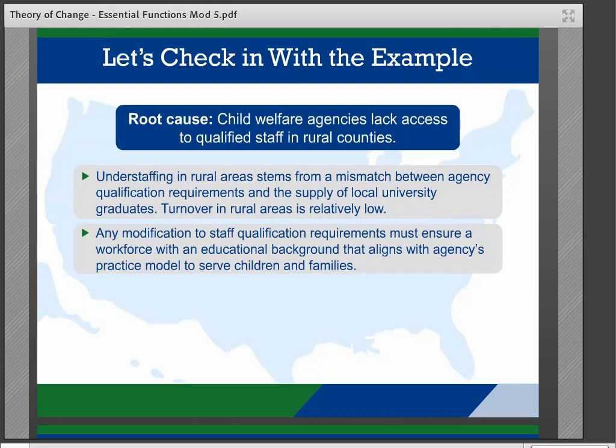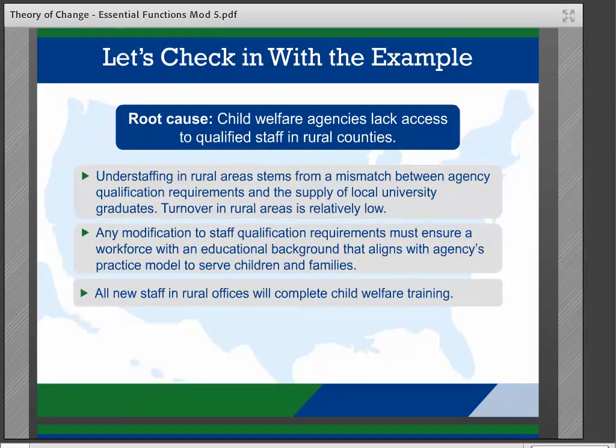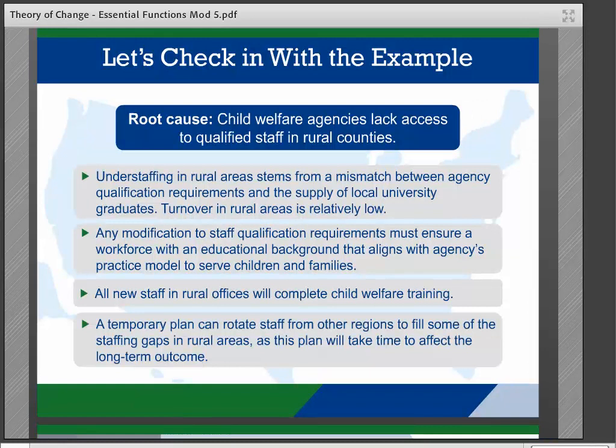Any modifications to staff qualification requirements must ensure a workforce with an educational background that aligns with the agency's practice model to serve children and families. All new staff in rural offices will complete child welfare training. A temporary plan can rotate staff from other regions to fill some of the staffing gaps in rural areas, as this plan will take time to affect the long-term outcome.